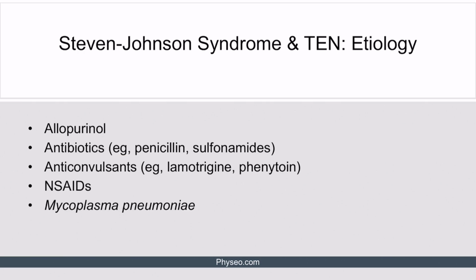The drugs known to trigger Stevens-Johnson syndrome and toxic epidermal necrolysis are the urate-lowering agent allopurinol, certain antibiotics including penicillins and sulfonamides, the anticonvulsants lamotrigine and phenytoin, and non-steroidal anti-inflammatory drugs. In addition, infections such as with mycoplasma pneumonia are also implicated.